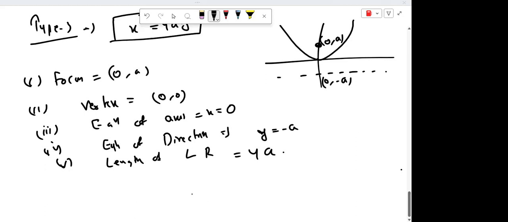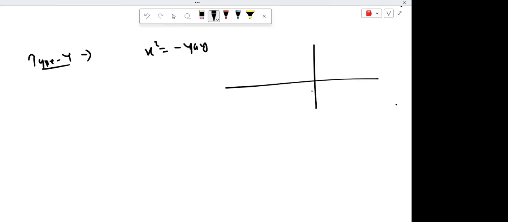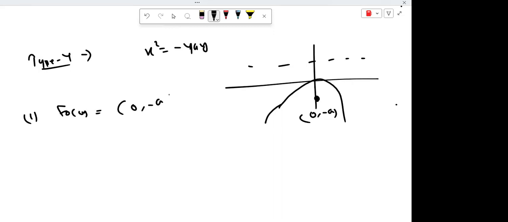Done, sir. Okay. Last type, which is x square equals minus 4ay. Just the opposite of this. Here y will always be negative. So this kind of graph, and this will be the directrix. Focus will be here, which is (0, minus a). So focus is (0, minus a).